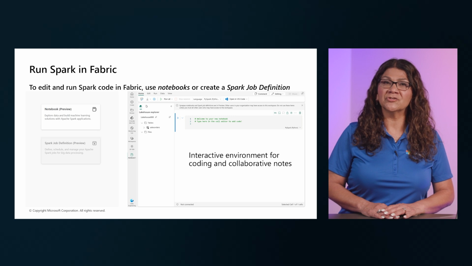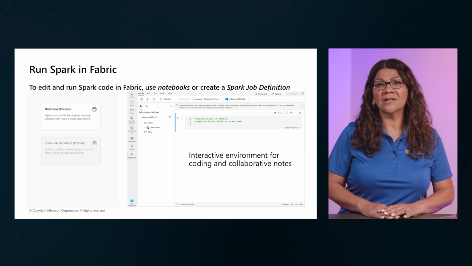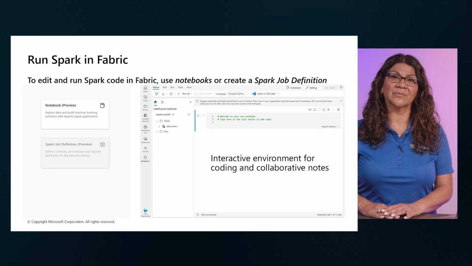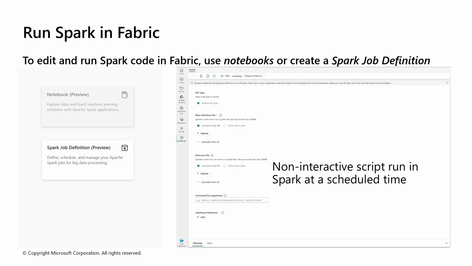Code in a notebook is usually run interactively, either by running individual cells or by calling all cells in the notebook. You can also schedule a notebook to run non-interactively. If you want to use Spark to ingest and transform data as part of an automated process, you can define a Spark job to run a script on demand or based on a schedule.